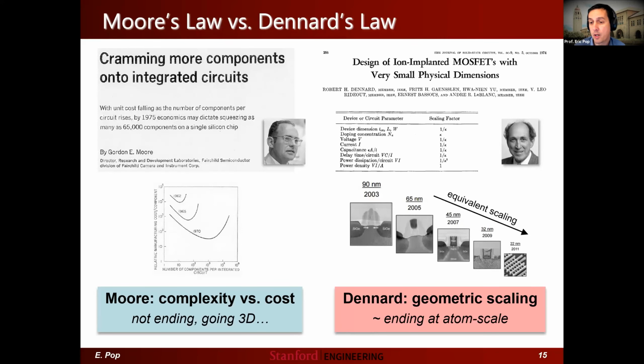And of course, Bob Dennard's prediction of making transistors smaller is now almost running out of steam because we're getting to atomic scale transistors, almost even in silicon. But a lot of people talk about the end of Moore's law when they probably mean the end of Dennard's law. Moore's law is a law of economics. And in my opinion, Moore's law is far from ending. In fact, I'm going to argue that Moore's law is going 3D, which is why Gordon Moore in that picture is wearing 3D glasses.